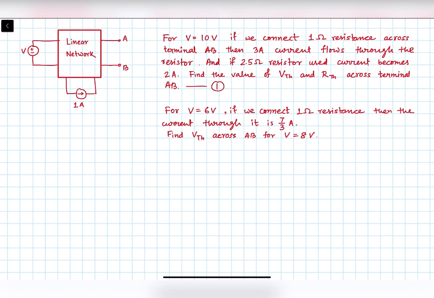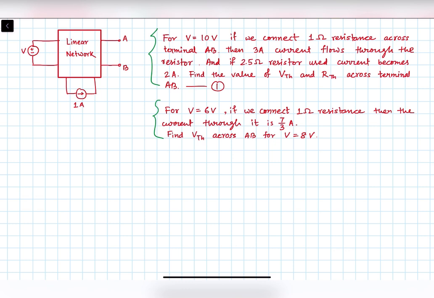Now in this question there are two parts. The first is this part, and the next question is this one. So first we are going to solve the first part. What is being asked here?